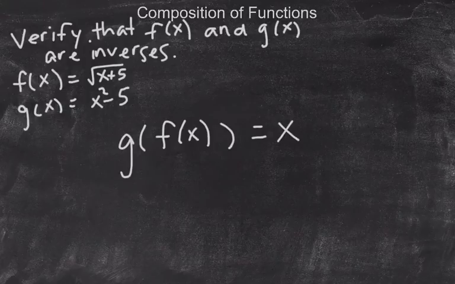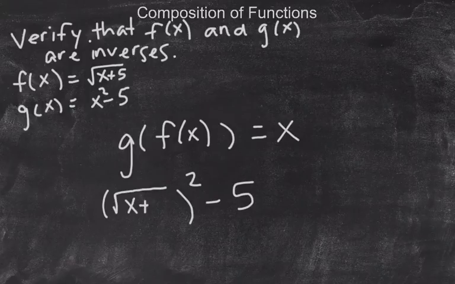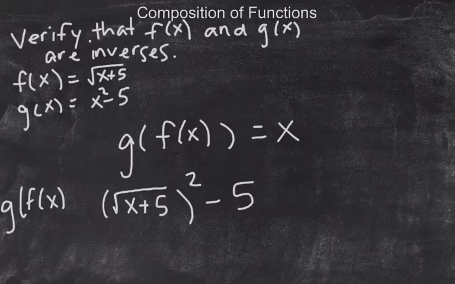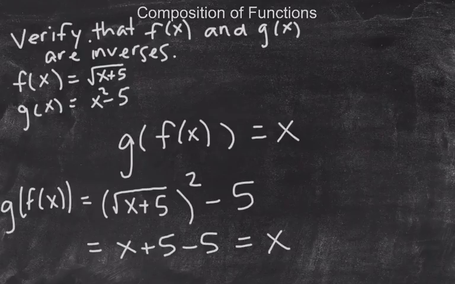So if I were showing this algebraically, I would take the g function, which is to take the input, square it, and subtract 5, and I would input the f function, which is the square root of x plus 5. And so this is g of f of x. And at this point, it should look familiar because we just saw the same algebra on the last slide. So the square of something that's been square rooted is just that expression, x plus 5. And when I subtract 5 from that, I get x. So we do see that g of f of x equals x.